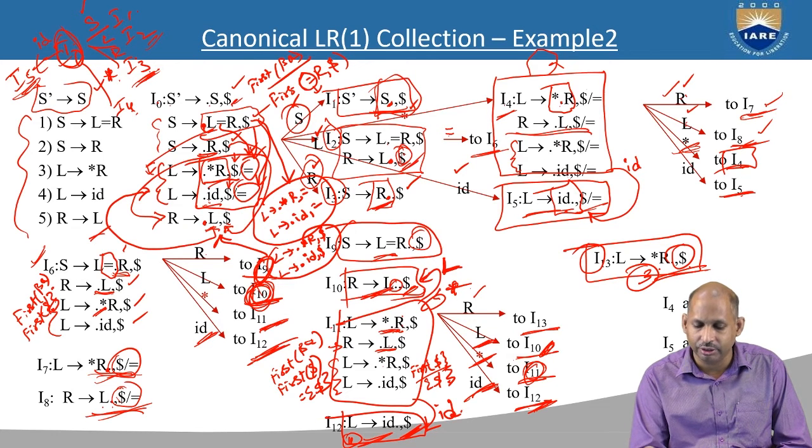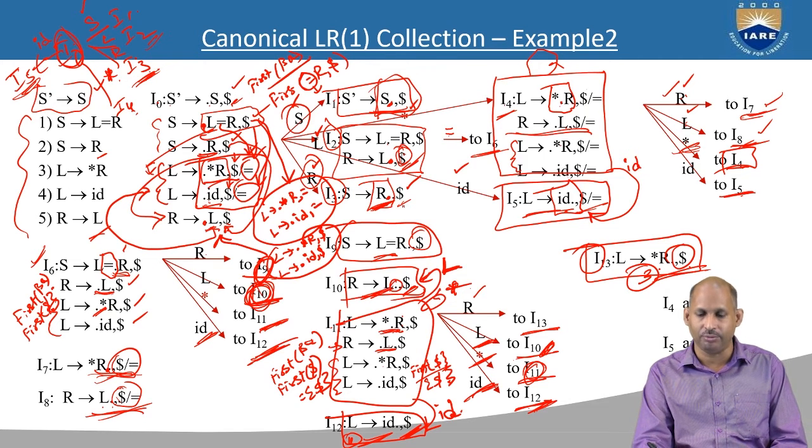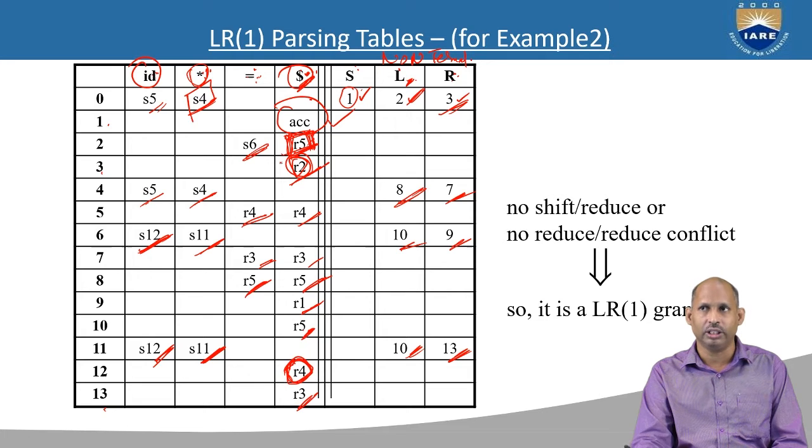Then I3. What is I3 here? Dot at the end, production number 2. Dollar is the symbol. So I3 on dollar is R2.